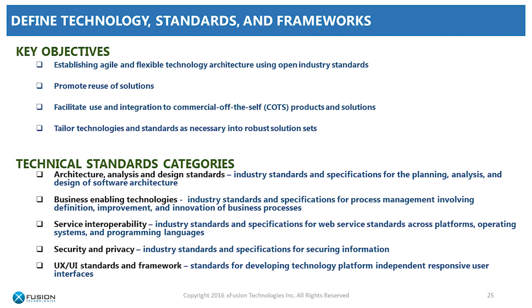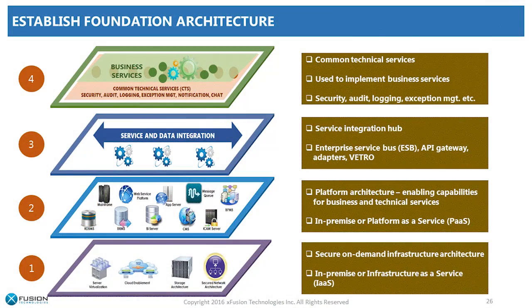So as we said, in defining the technology standards and framework, the key objectives are creating the agile and flexible architecture using open industry standards, promoting reuse of solutions, facilitating integration, commercial off-the-shelf solutions, and tailored technology. There are different categories of the standards that we classified here. We need to define standards in each of those categories. That's the initiative during the planning phase, whether your organization has an enterprise architecture office or you're managing it all within the project scope, but this is something that needs to be defined, whether it's in the project scope or at the enterprise level.